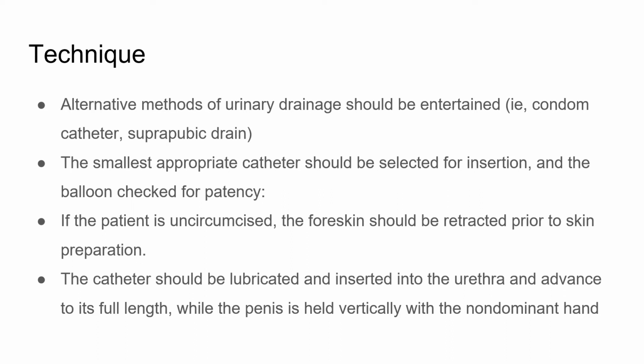If the patient is uncircumcised, the foreskin should be retracted prior to the skin preparation. So not on the prepuce, it has to be draped; rather the skin is retracted, then draping is done. The catheter should be lubricated, inserted into the urethra, and advanced to its full length, while the penis is held vertical with the non-dominant hand. So in one hand, the penis has to be held in a vertical position, and with the other hand, the lubricated catheter has to be inserted to its full length.